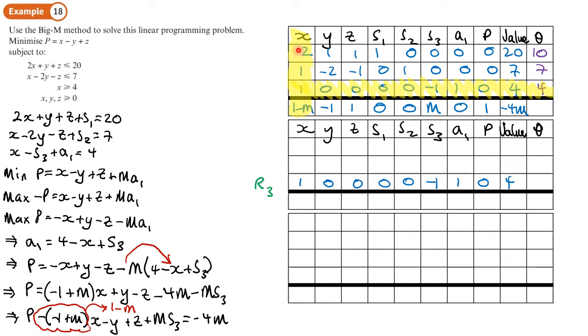So what are we going to do? We want to take 2 lots of this away from row 1. So row 1 minus 2 lots of row 3. The other row operation, we're just going to take away row 3 from row 2. So row 2 minus row 3.